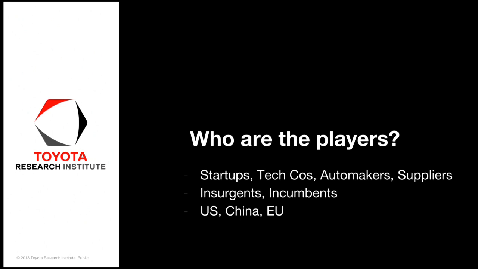All right. So the players, in summary: startups, techcos, automakers, suppliers, insurgents versus incumbents. And one thing I haven't talked about that's actually really important is the geographic aspect of this: US versus China versus EU. There's a lot going on there.